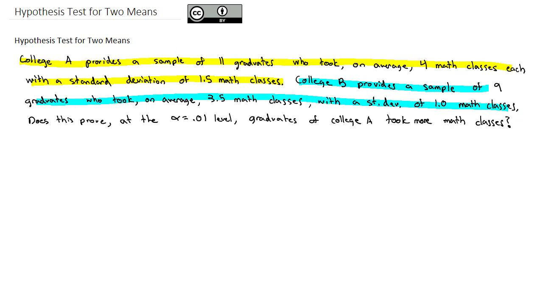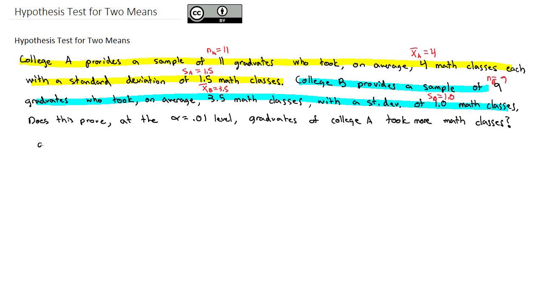We also can see in here several key values. For College A, the sample size, I'll call it n1, the sample of College A, had 11 graduates. The average x bar from College A was 4, and the standard deviation from College A is 1.5. Now, College B has a sample size of 9, an average of 3.5, and a standard deviation of 1.0. Those are going to be the values we use as we run through our hypothesis test.